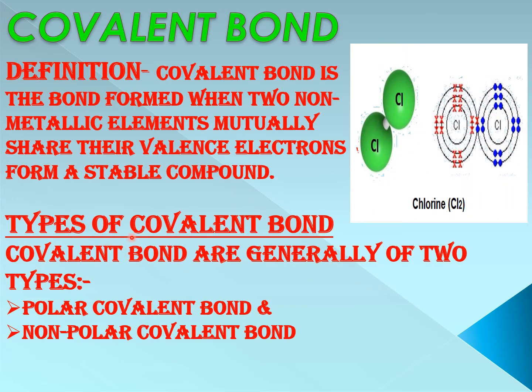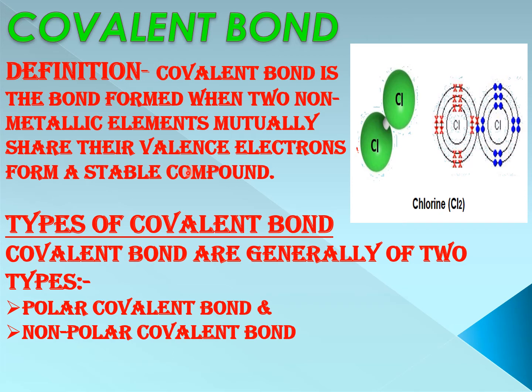Now let me repeat the definition of covalent bond. A covalent bond is a bond formed between two non-metallic atoms, atoms of non-metallic elements, by sharing of electrons to form a stable compound. I repeat, atoms of two non-metallic elements which share electrons mutually among themselves to form a stable compound. They may be atoms of the same element or atoms of different elements.